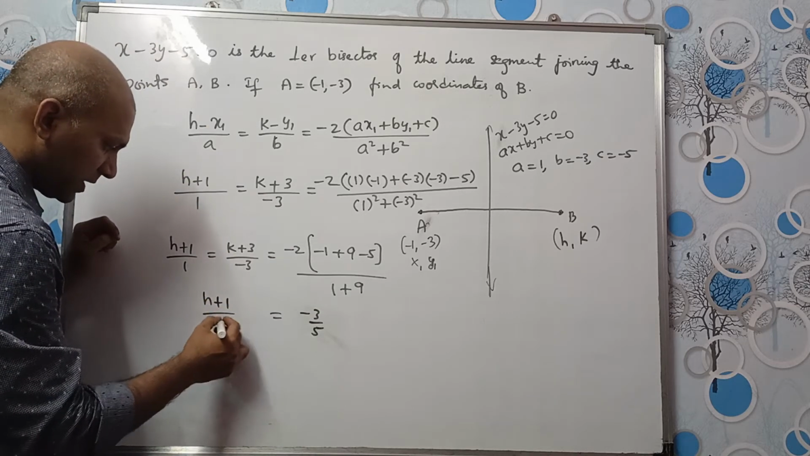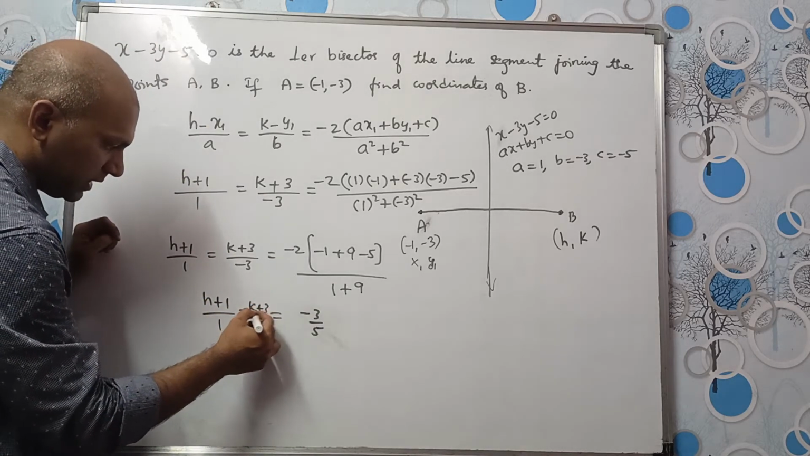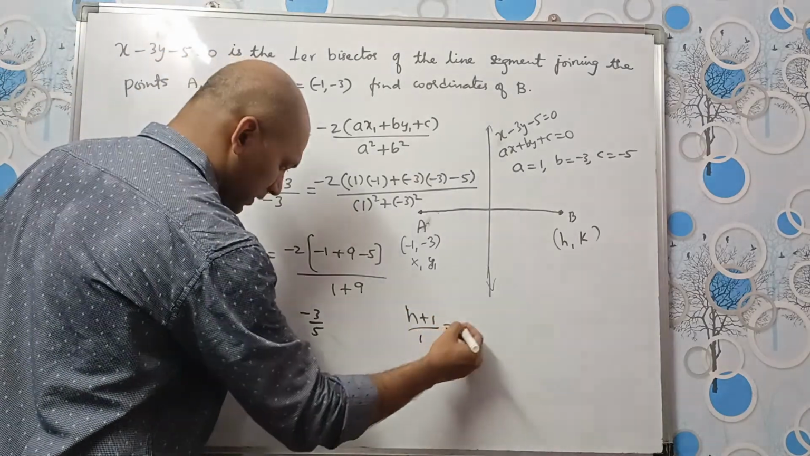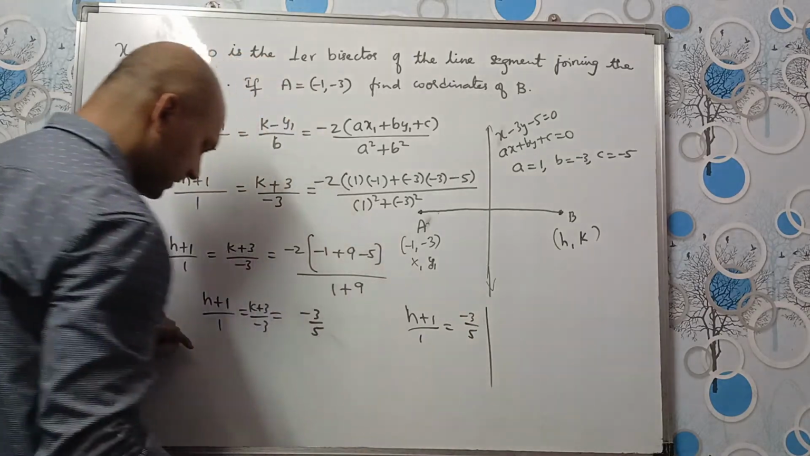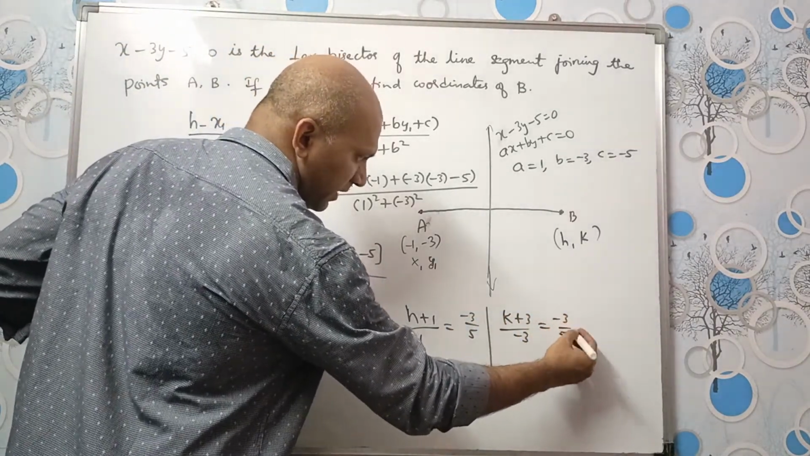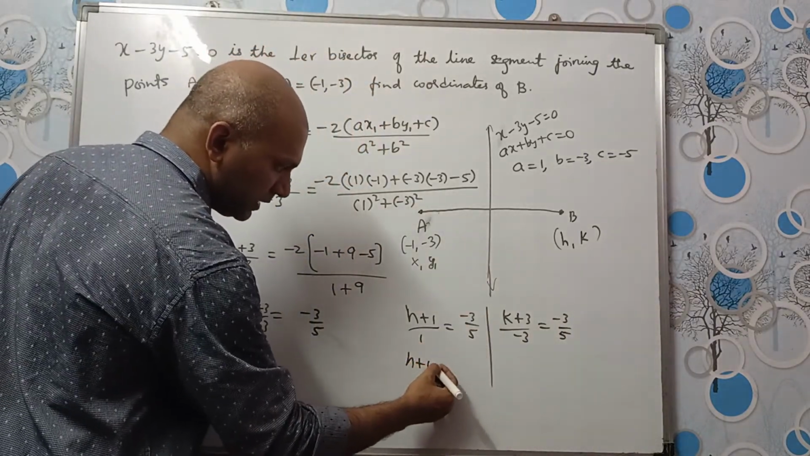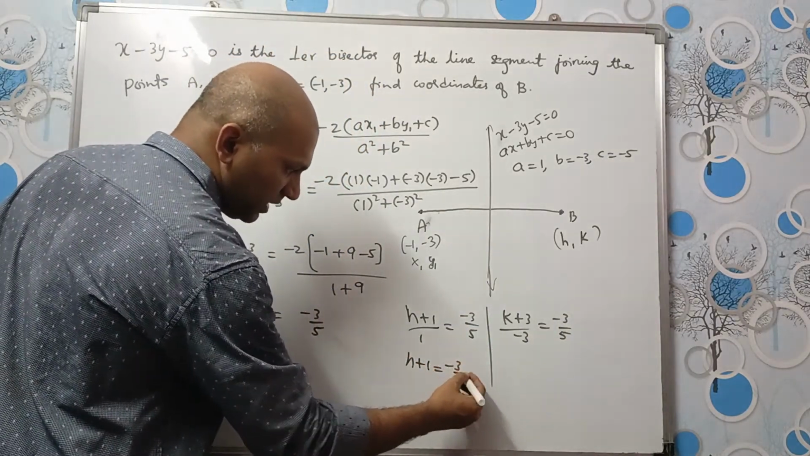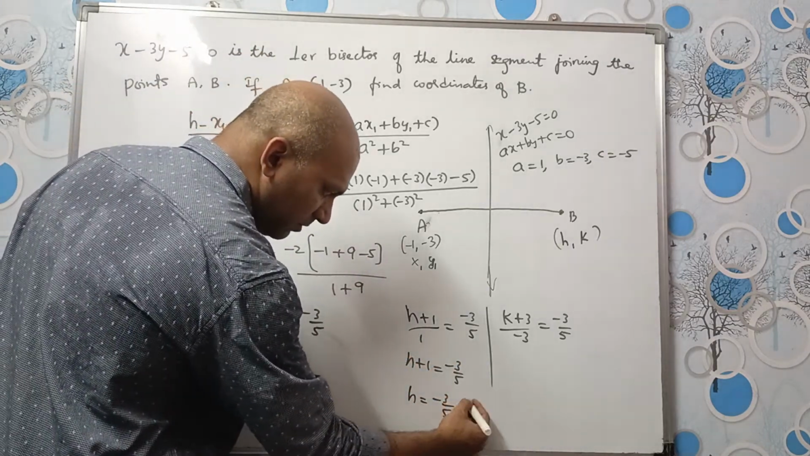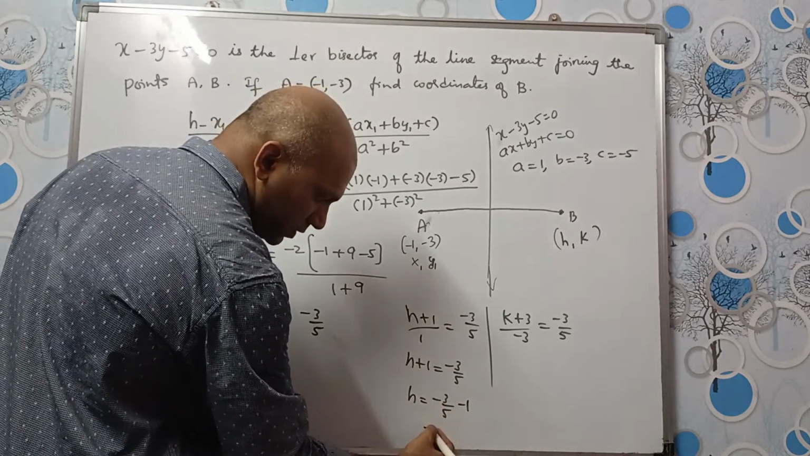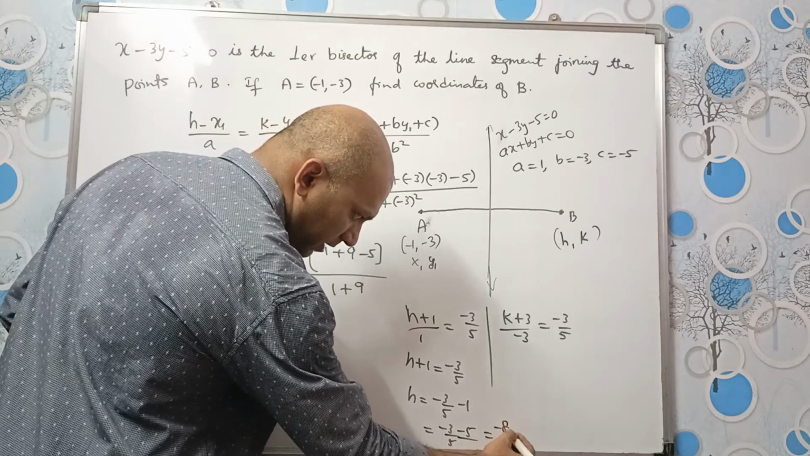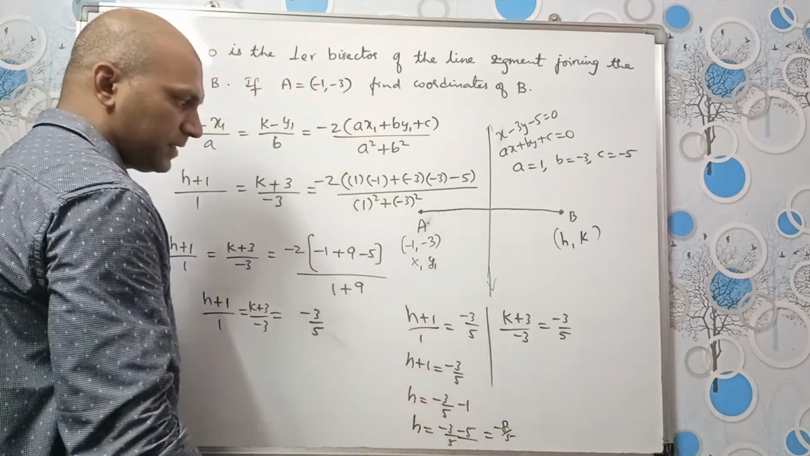So let us write minus 3 by 5. h plus 1 by 1 equal to k plus 3 by minus 3. Let us write it separately. h plus 1 by 1 is minus 3 by 5 and k plus 3 by minus 3 is minus 3 by 5. If you send 1 on the other side, this will be minus 3 by 5 multiplied by 1, minus 3 by 5 minus 1. So this will be minus 3 by 5 minus 5 by 5, so minus 8 by 5 is the value of h.